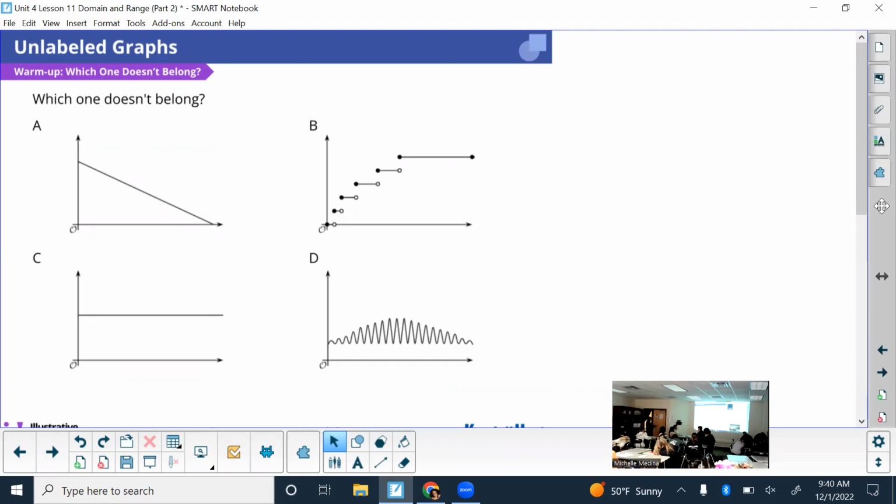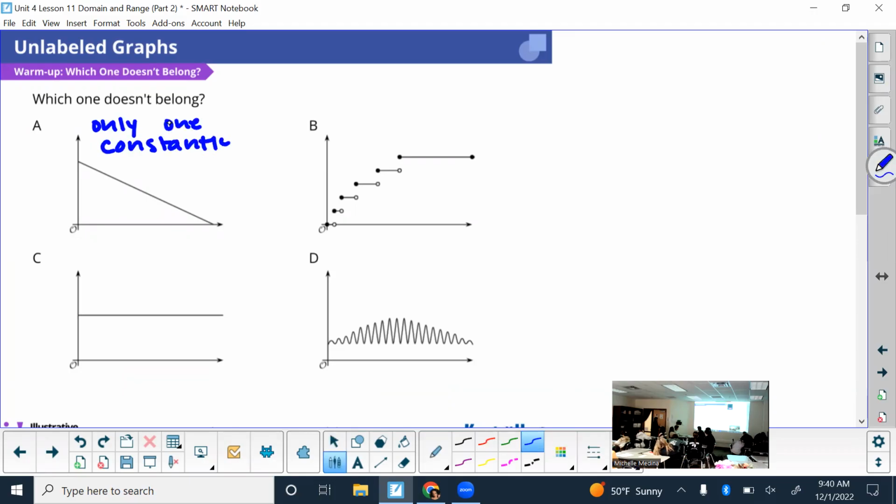Brian? It's the only one constantly decreasing. Because do the others have areas where it's decreasing? Which one? D, but it's not decreasing the whole time. But if you're looking from maybe this point to that point, it's decreasing. So A is the only one constantly decreasing. Anyone want to add anything to that? All right. Usually there's tons of reasons, but I think in this one there's fewer reasons why it doesn't belong.